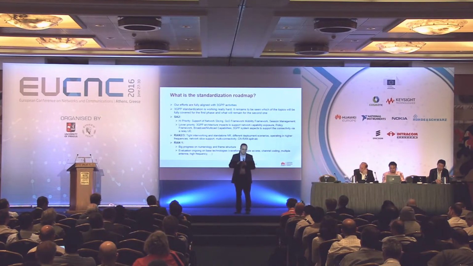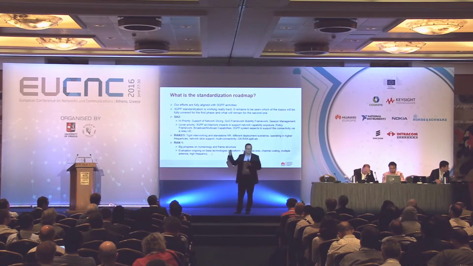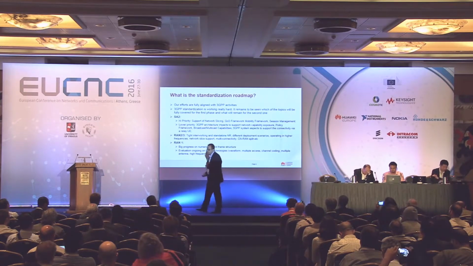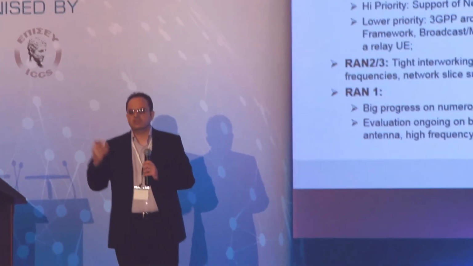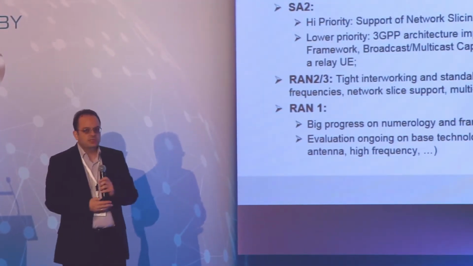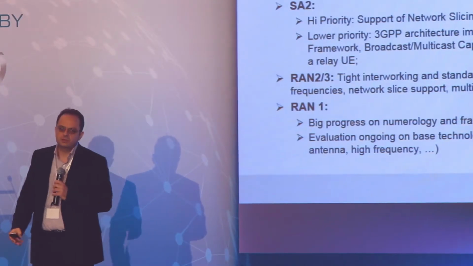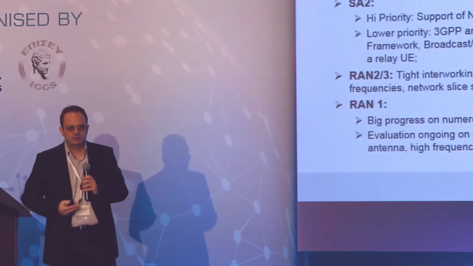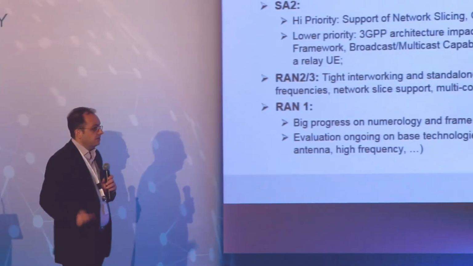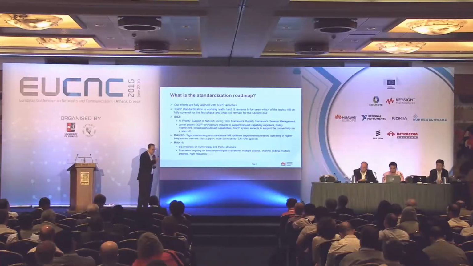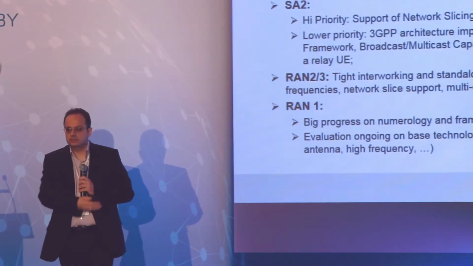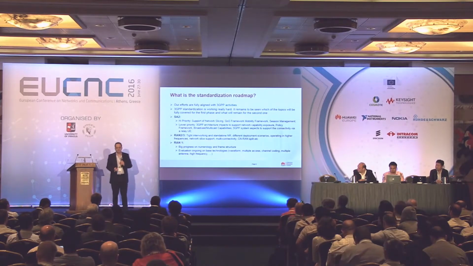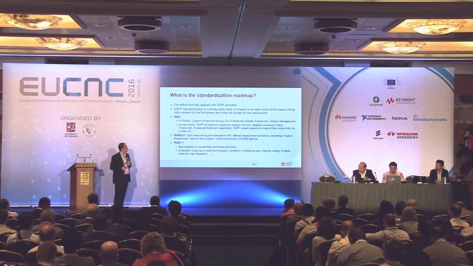We have to see how many things are going to be covered in the first phase and what will remain for the second phase. There are topics from SA2, I just picked a few of them. There is a higher priority, for example, for slicing, the quality of service framework, and session management, and there are some other things with lower priority that also are important, but they cannot treat everything at the same time, like, for example, the support for relays. Similar things in RAN 2 and 3, tight interworking, as Ikar was saying before, is one of the most important things. Also, I have to agree with him on this.